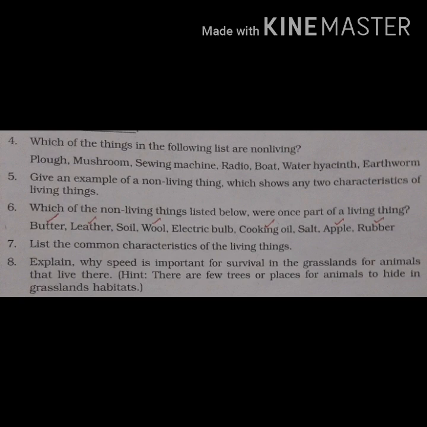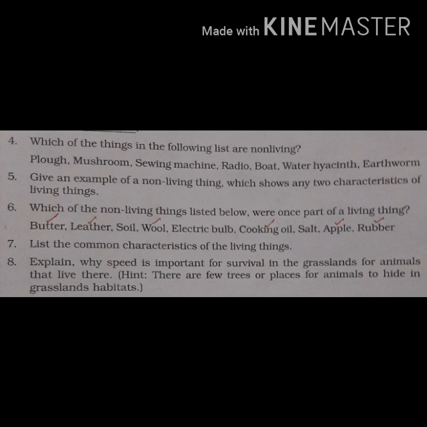Question number 5. Give an example of a non-living thing which shows any two characteristics of living things. Hope you understood this question. If you are not sure about the answer, write it at the back of the notebook. And you may ask me in the meeting, or I will tell you the answer in the next class.